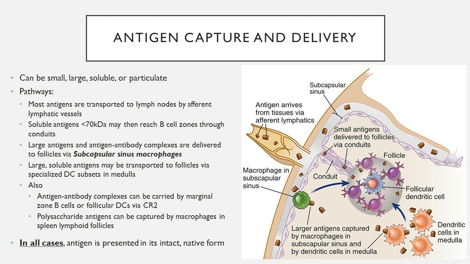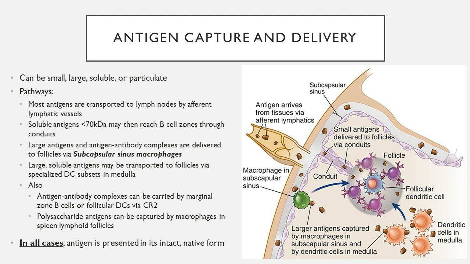And there's also a few other things. Antigen-antibody complexes can also be carried by marginal zone B cells or follicular dendritic cells via this complement type 2 receptor, CR2. And then polysaccharide antigens can also be captured by macrophages in the spleen, lymphoid follicles.